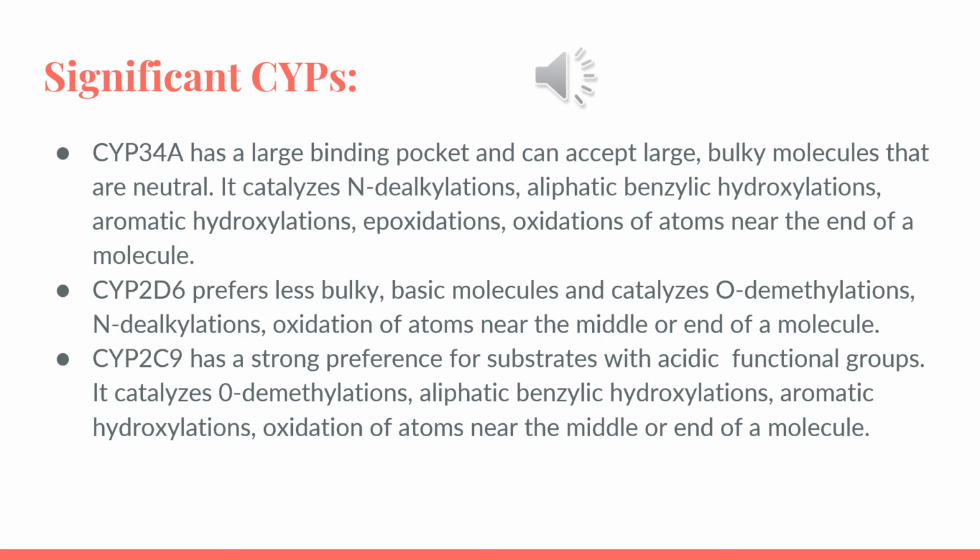Also, CYP2C9 has a strong preference for substrates with an acidic functional group. It can catalyze O-demethylation, aliphatic benzylic hydroxylation, and oxidation of an atom near the middle or end of a molecule, as I have mentioned the reason why.